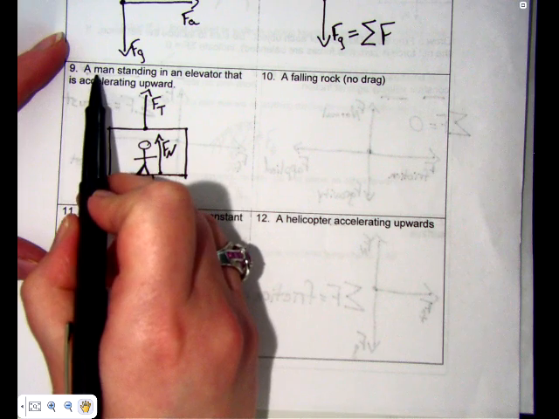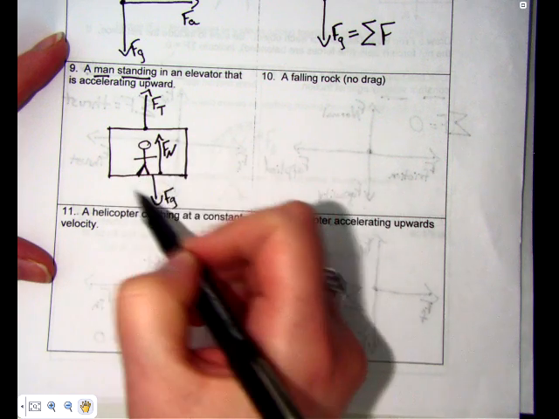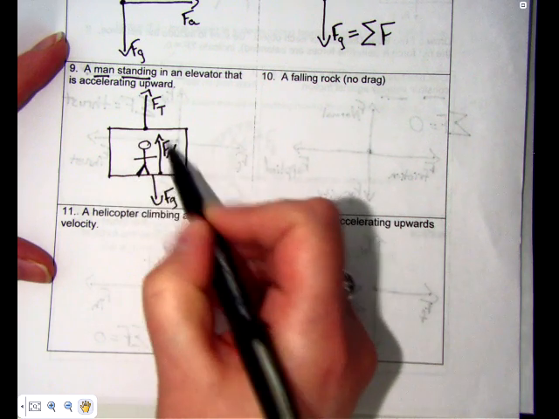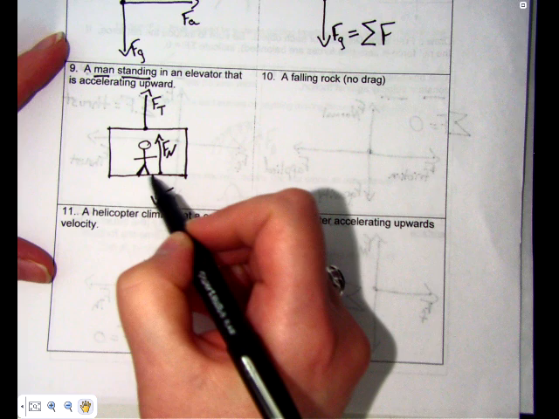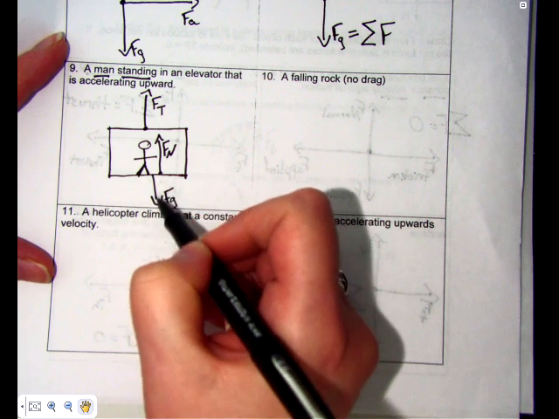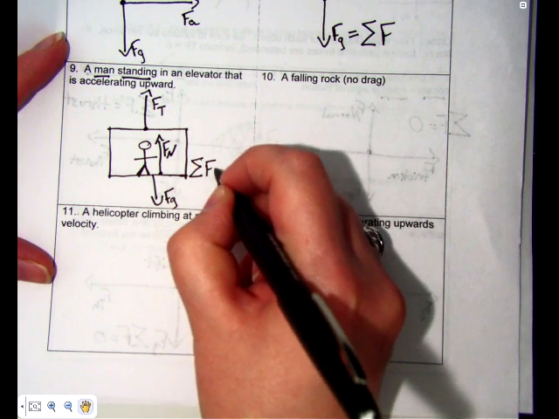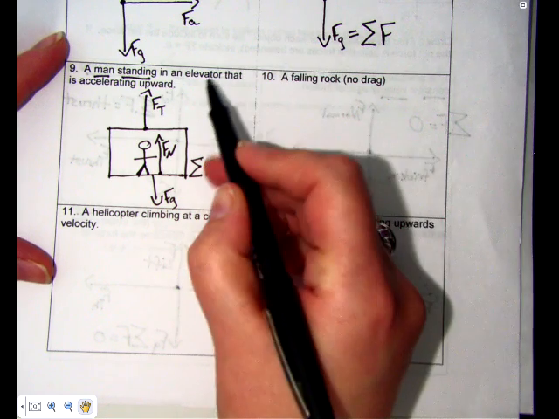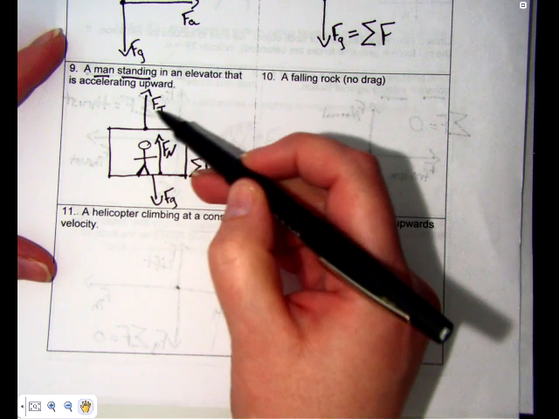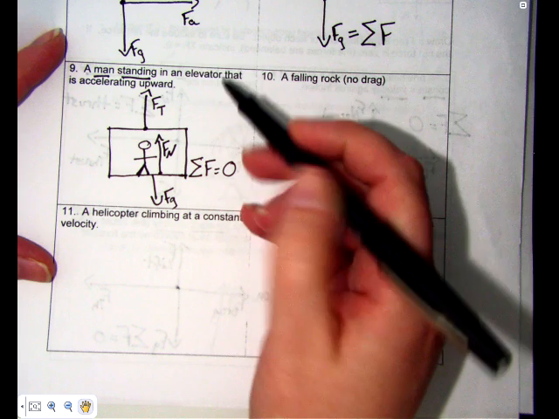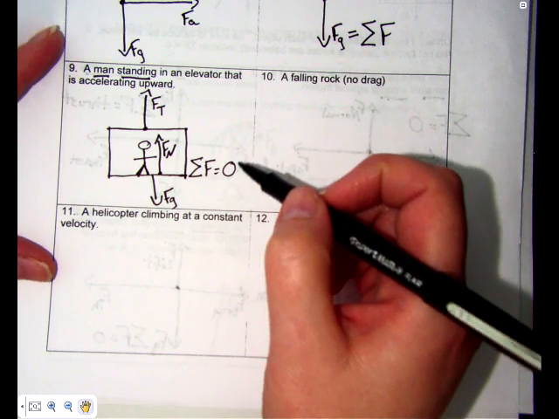Because the question is referring to a man standing, the scenario we're looking at here is the man in the elevator, not the elevator itself. So because the man is standing flat on the floor of the elevator, the net force, according to him, is 0. If the question were to ask about the elevator, and because it's accelerating upward, it's obviously the tension force. So pay attention to which scenario it's referring to.